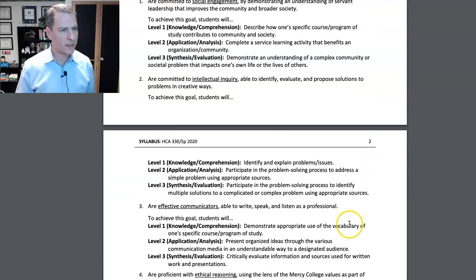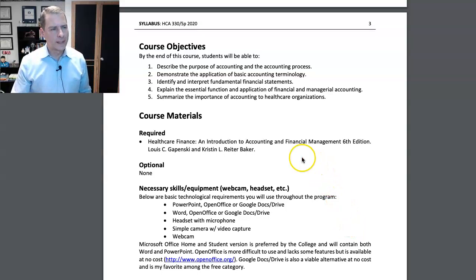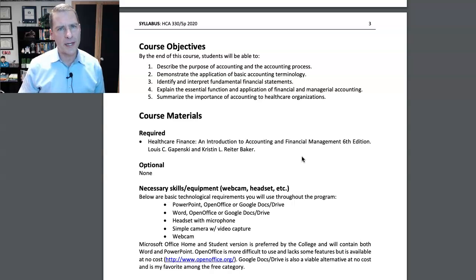Okay, then we got the Mercy College goals and learning outcomes. We'll skip all of that stuff. Go to the course objectives. As I said, I'm not here to make you an accountant. We're here to give you a general understanding of financial and managerial accounting within the healthcare environment.